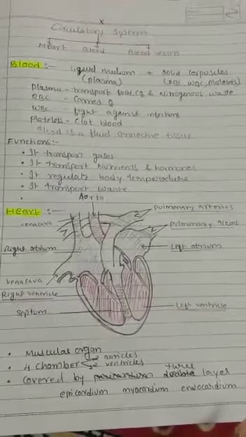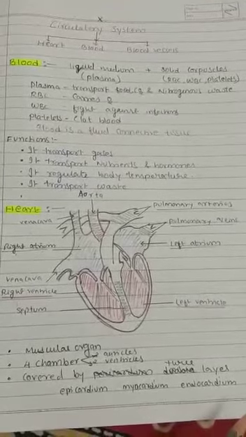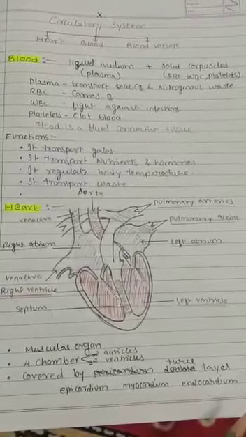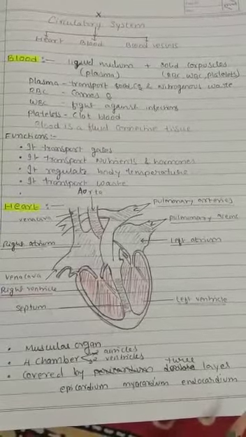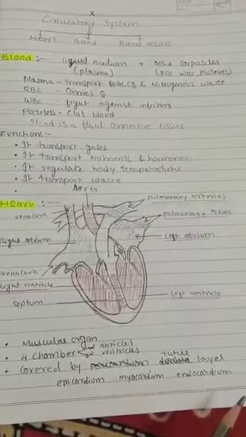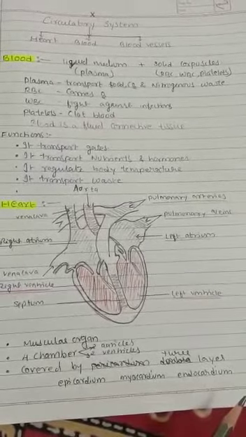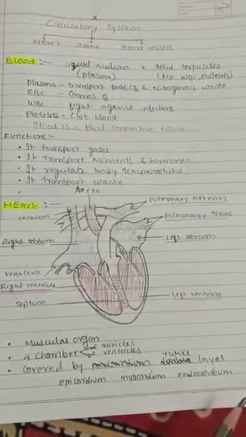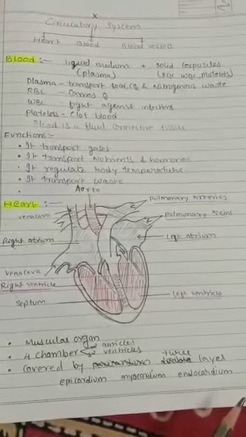Good morning children. In today's class I am going to start the third topic of life processes. But before that I would like to recall the previous two. The first is the digestive system, which helps us to take food. The second is the respiratory system, which helps us to take oxygen, and that oxygen we utilize to break down the food to release energy.